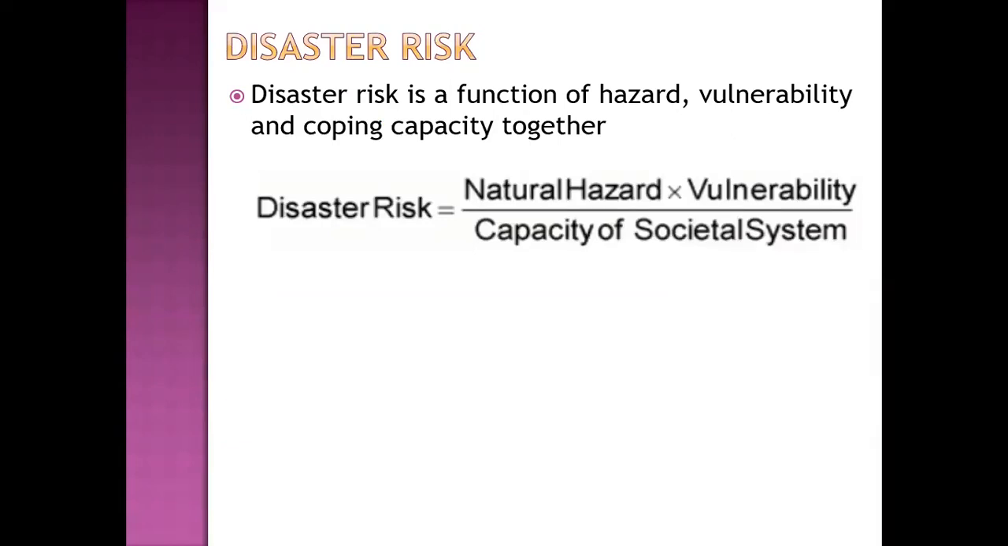Disaster risk is a function of hazard, vulnerability, and coping capacity put together. So disaster risk is equal to natural hazard multiplied by vulnerability divided by capacity of the societal system.